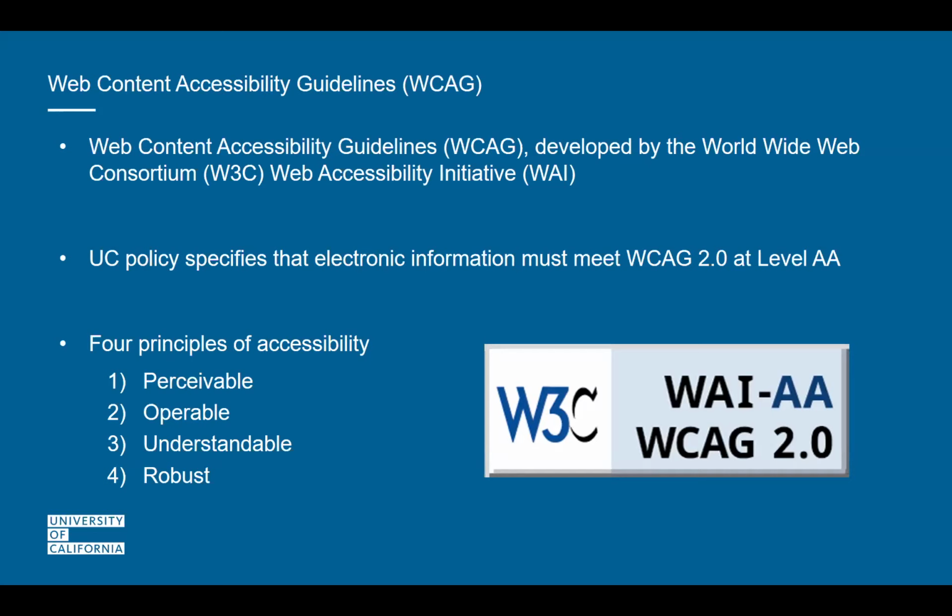This means users must be able to operate the interface, so it can't require interaction that a user cannot perform. Is it understandable? Means users must be able to understand the information and also the operation of the user interface. And then the last principle is, is the content robust? This means that it has to be able to be interpreted reliably by a wide variety of users, including with assistive technologies, and needs to be able to adapt as technologies advance.